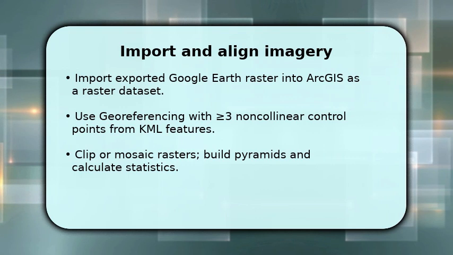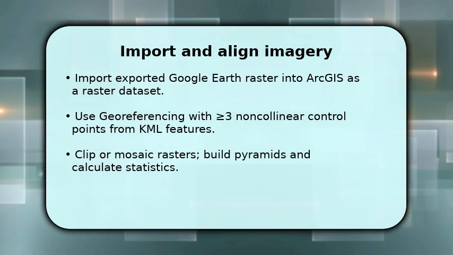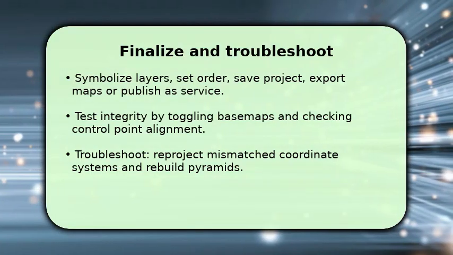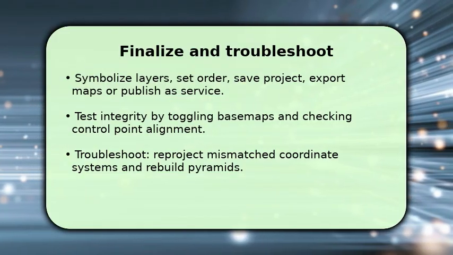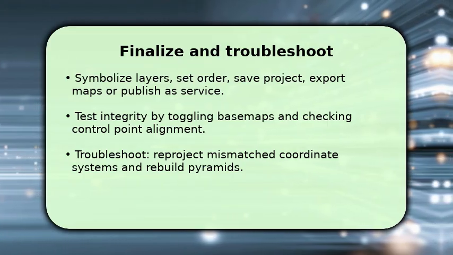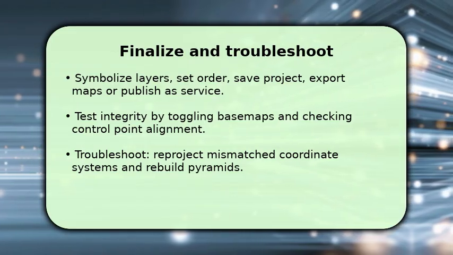Finally, verify attribute tables and spatial joins so your data links to the imagery and maintains correct attribution. Finish by exporting or publishing your combined map. Symbolize layers, set layer order, and save your project. Then export maps or publish a web map or image service from ArcGIS Server or ArcGIS Online.